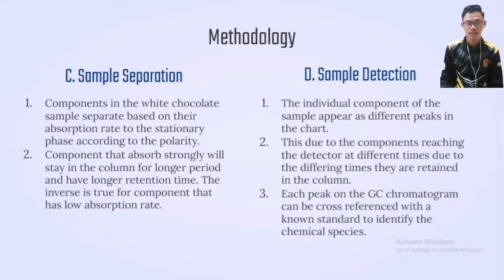For sample detection, the individual components of the sample appear as different peaks in the chart. This is due to the components reaching the detector at different times because of the differing times they are retained in the column. Each peak on the GC chromatogram can be cross-referenced with a known standard to identify the chemical species.